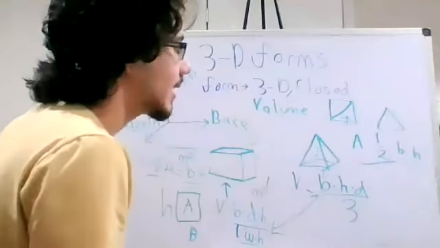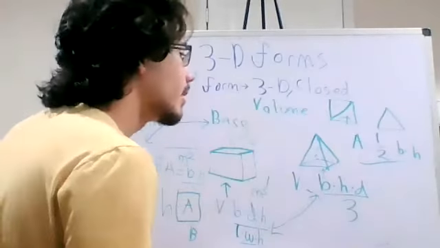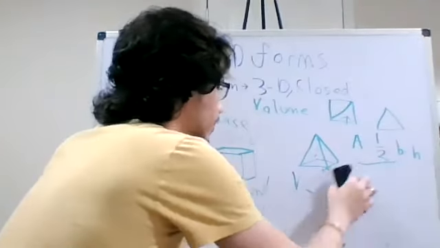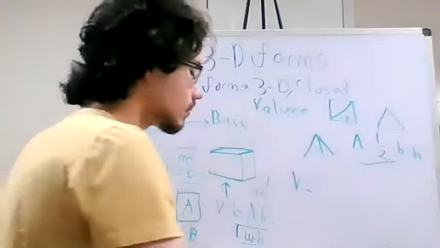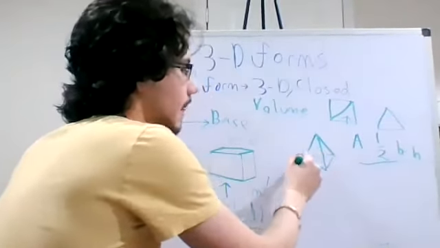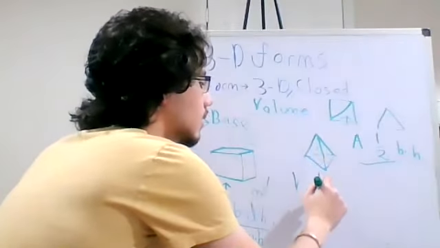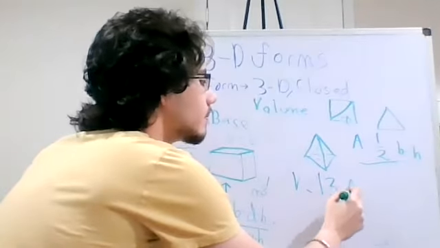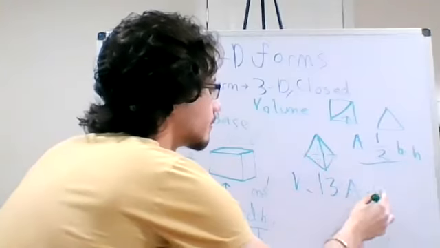So I don't really expect you to memorize the volume of a pyramid. The volume of a pyramid, for example, if it has a triangular base, will be 1/3 times the area of its triangle base times height.